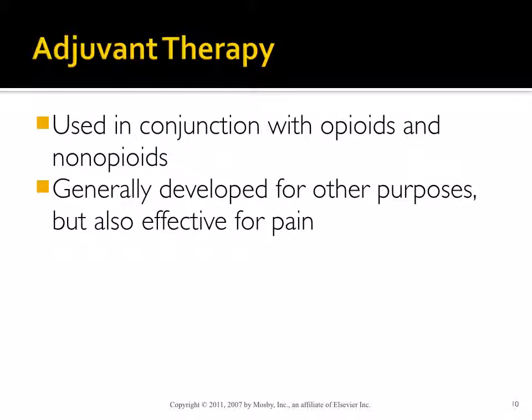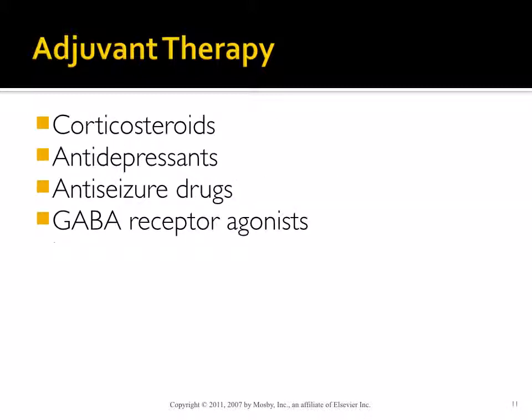So adjuvant therapy is that therapy which is used in combination or in conjunction with opioids and non-opioids. So a patient can have an opioid pain medication or a non-opioid pain medication, and along with whatever they have, they can still have another class of drugs to treat pain. Adjuvant therapy is generally developed for other purposes but is also effective for pain. Let's go to the next slide.